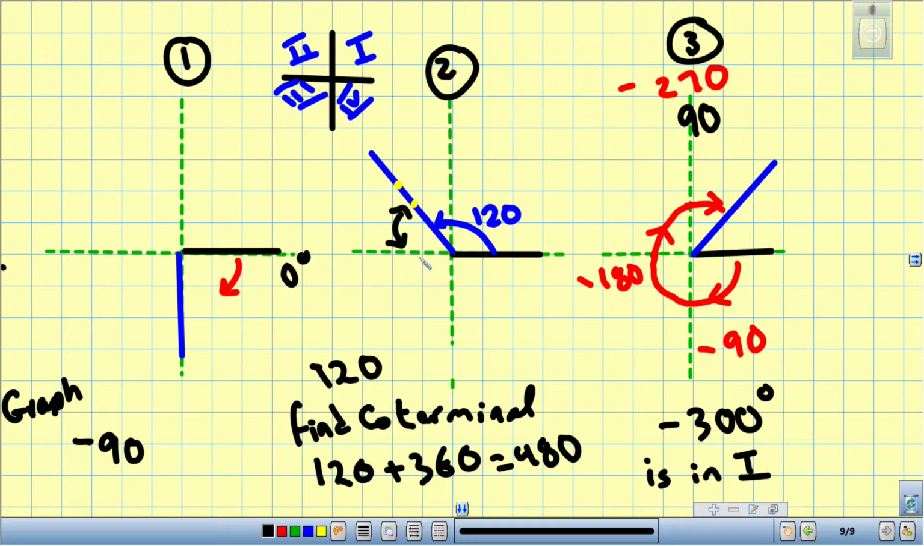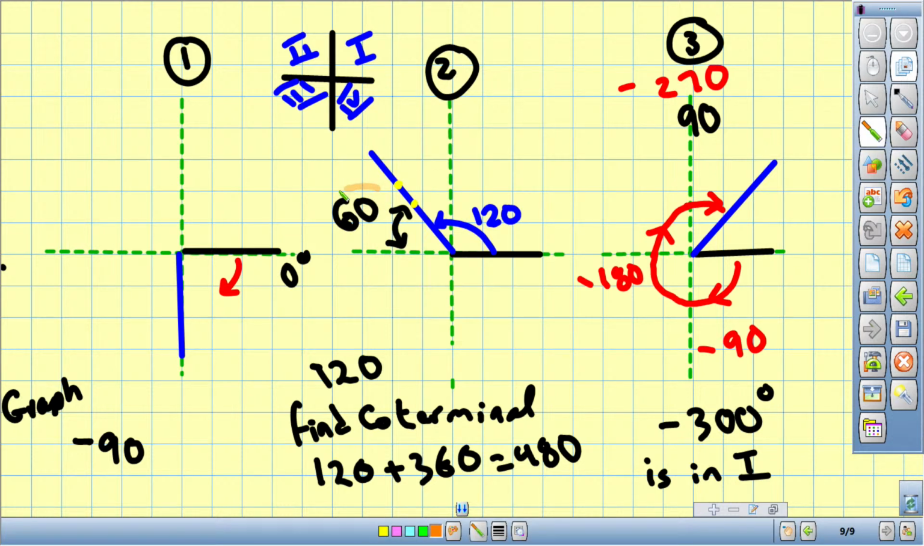Here we go. It is 60. So I just wanted to introduce this concept. This 60 is called the reference angle. If you see them mentioning the word reference angle, that's what they're talking about. Whatever takes you to the closest x-axis, that's called the reference angle. So this is 60. How about this dude here? Can somebody tell me what my reference angle is here?